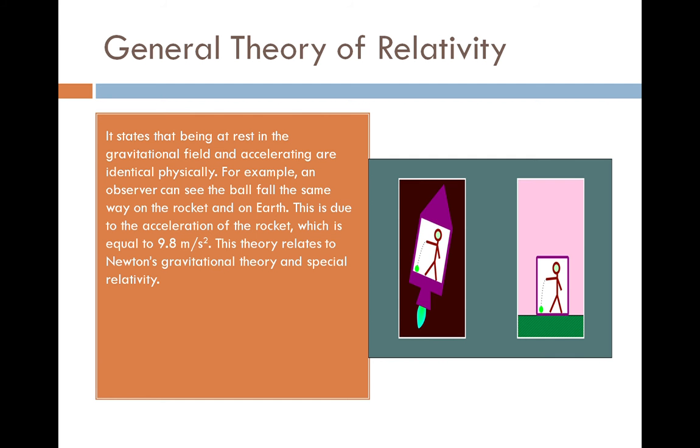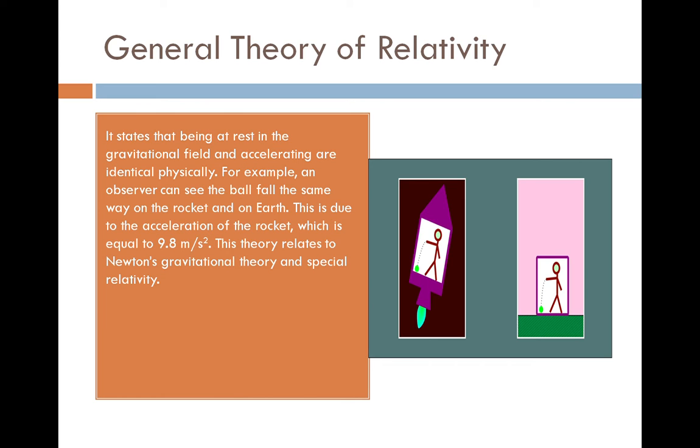So, the general theory of relativity. It states that being at rest in a gravitational field and accelerating are physically identical. For example, an observer can see the ball fall the same way on the rocket and on Earth. This is due to the acceleration of the rocket, which is equal to 9.8 meters per second squared. This theory relates Newton's gravitational theory and special relativity.